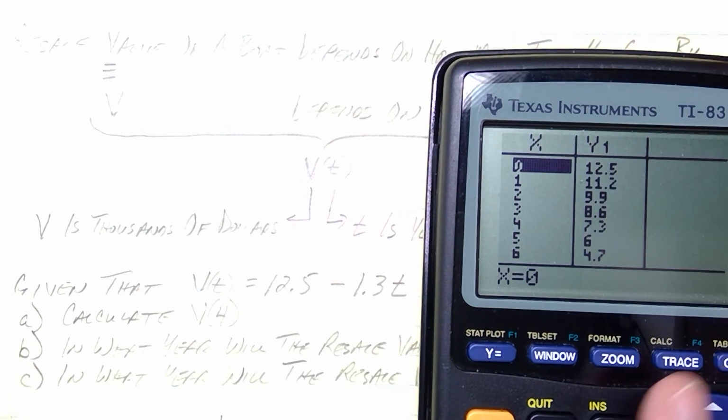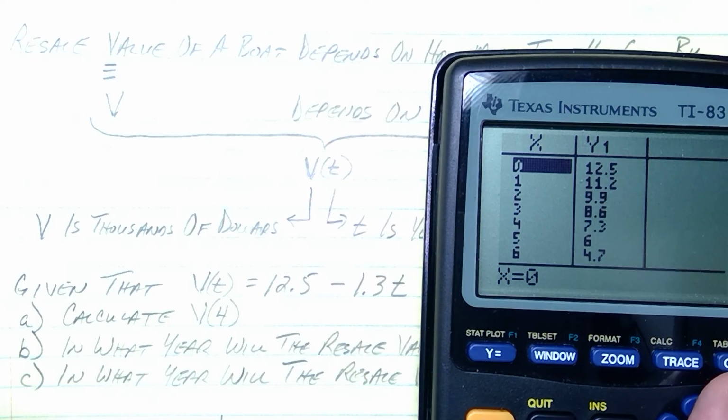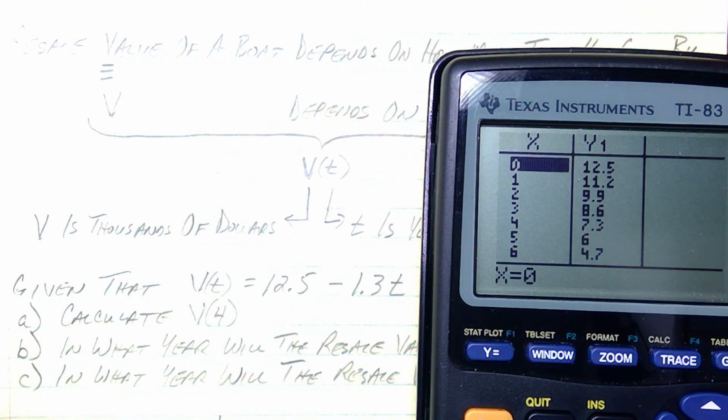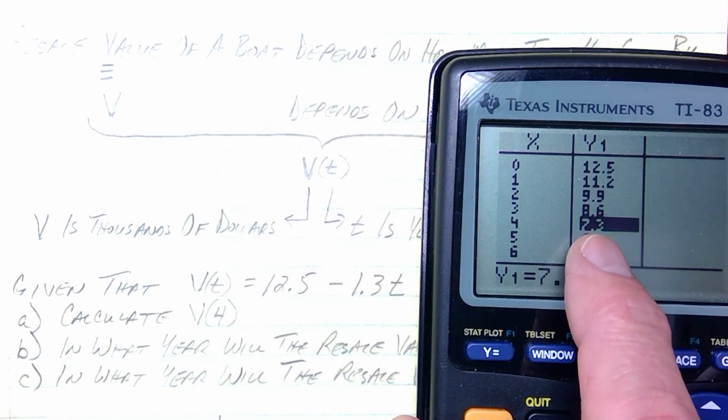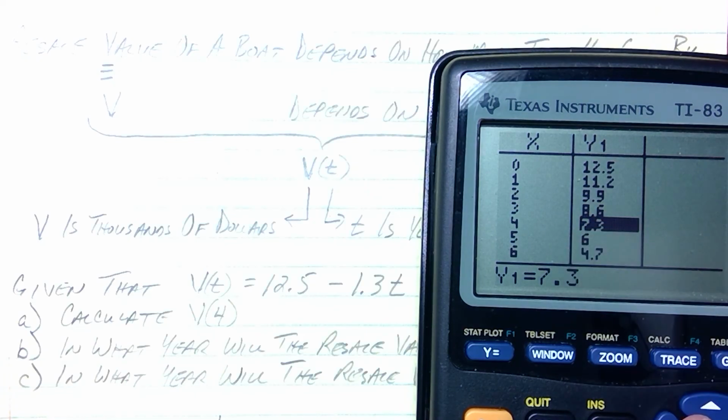They asked us the value after 4 years have gone by. So the initial value is 12.5 thousand. 1 year later, it was worth 11,200. 2 years later, it's worth 9.9, and 3 years later, it's worth 8.6, and 4 years later, there's what we're looking for. The value of the boat 4 years later is 7.3. Now remember, we're speaking in thousands, so that answer is $7,300. So after 4 years of owning the boat, it's only worth $7,300.